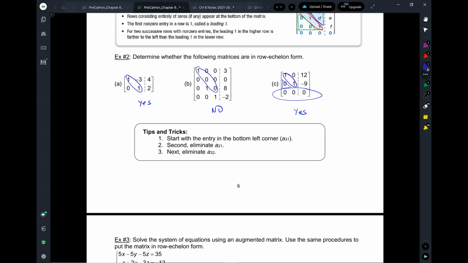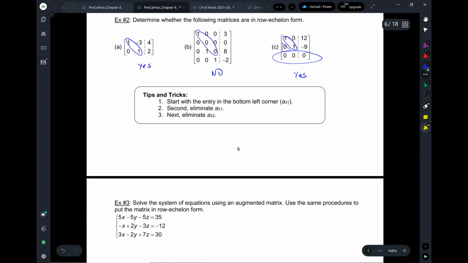What's the point of those zeros at the bottom? They'll tell you whether you have infinite solutions or no solution. If you have a full row of zeros, that's 0 equals 0, which is infinite solutions. Now, tips and tricks. We're going to do the same thing as we did before. We're going to start with entry A31, the bottom left corner, then the one right above, then the one to the right. So same order as before.